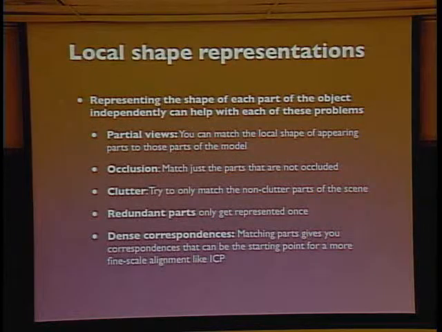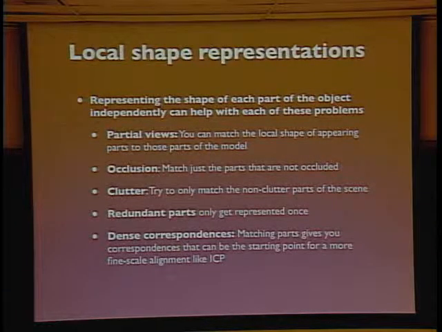So if you can match those parts of the object to the analogous parts of the object in the database, then you have a good chance of matching them, even though you can only see part of the object in the scene. Occlusion, that same logic applies to occlusion as well, where if part of the object is covered up, then all you have to do is match the local shape representations that correspond to the part of the object that is within view. Clutter, same deal.